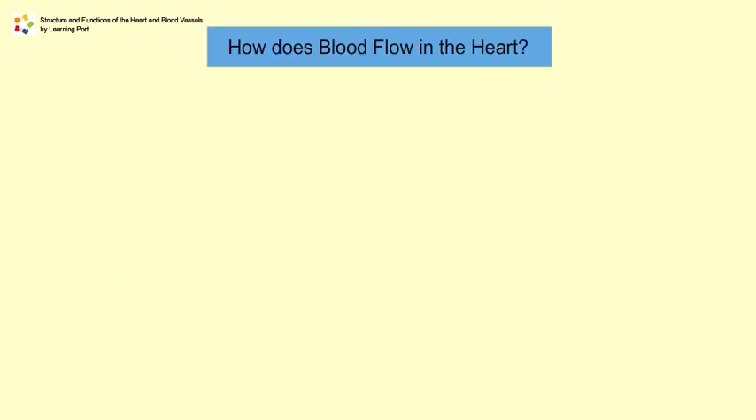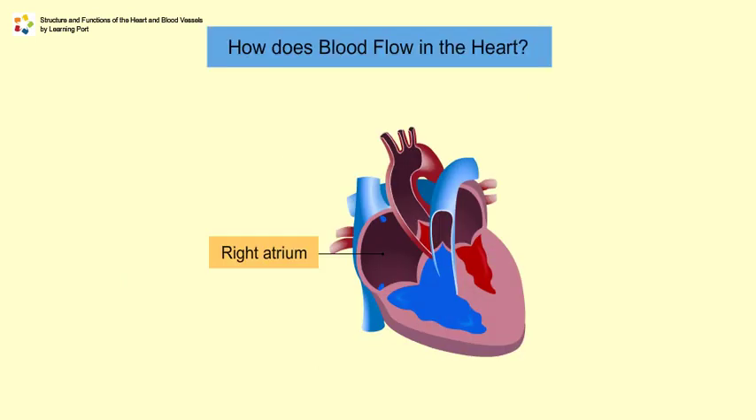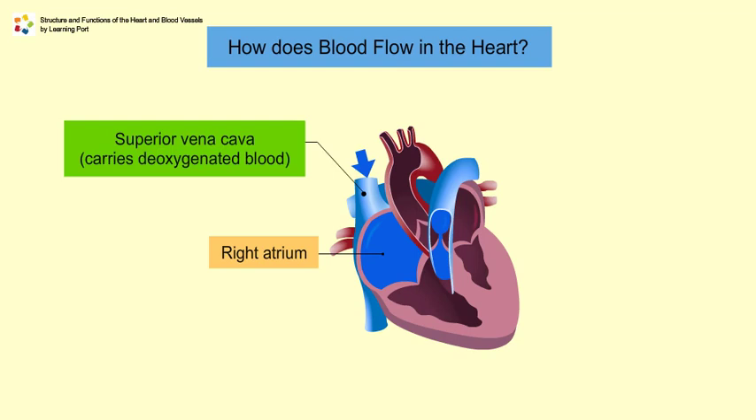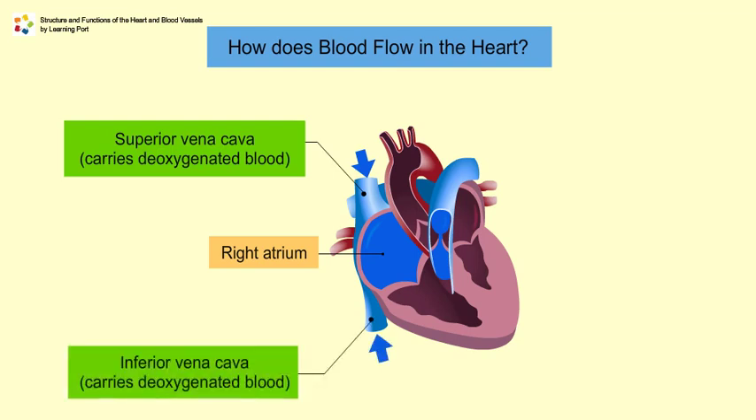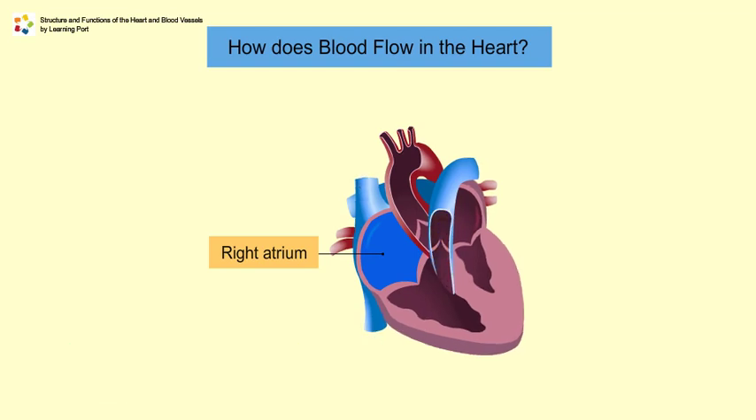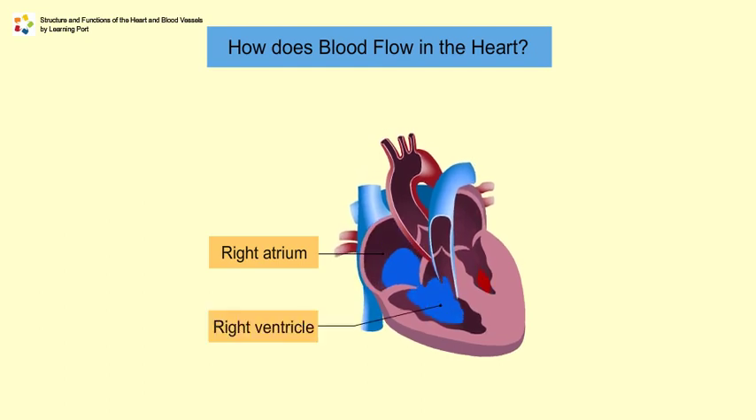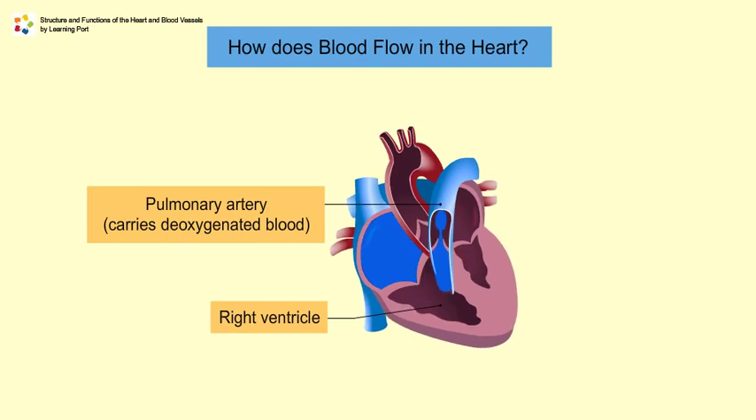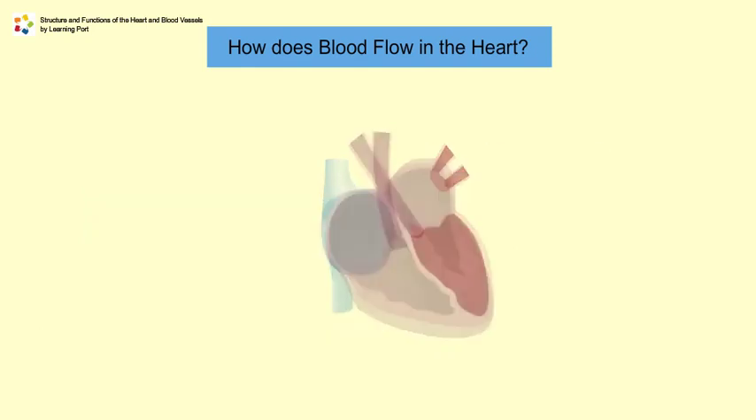How does blood flow in the heart? The right atrium receives deoxygenated blood from all parts of the body through the superior and inferior vena cava. The right atrium contracts, and blood is then forced into the right ventricle through the tricuspid valve. When the right ventricle contracts, deoxygenated blood is pumped into the pulmonary artery, and blood is transported to the lungs.